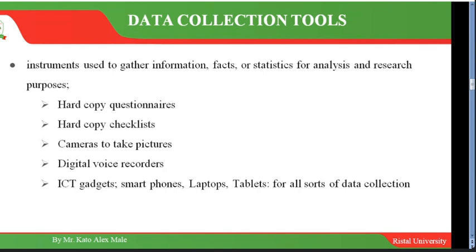Yes. Another tool is the ICT gadgets. ICT, the technology, including smartphones, laptops, tablets, and all other ICT technological materials. These can do all sorts of data collection. You can have your questionnaire on the smartphone or laptop. You can have a checklist on the smartphone. You can use your smartphone to take pictures. You can also use your phone to record voices. So you find out that the more you incorporate technology into your research design, the easier the research process becomes.